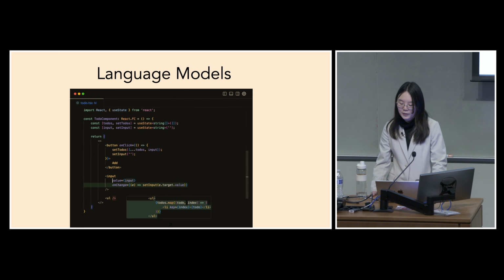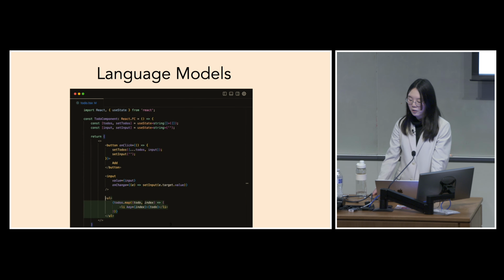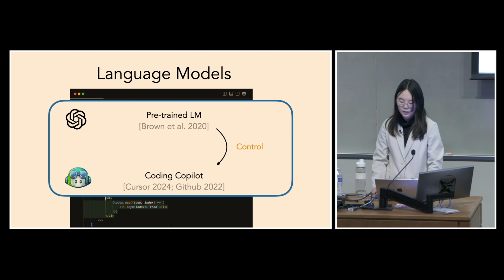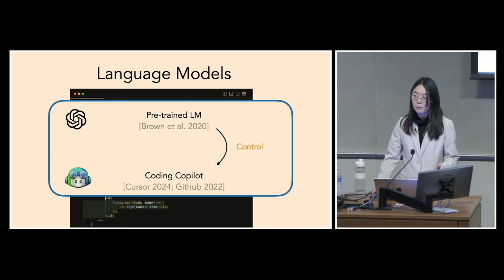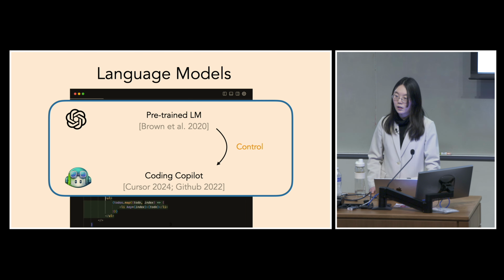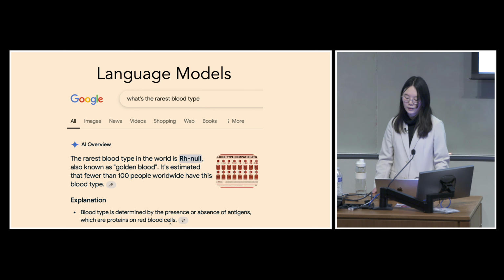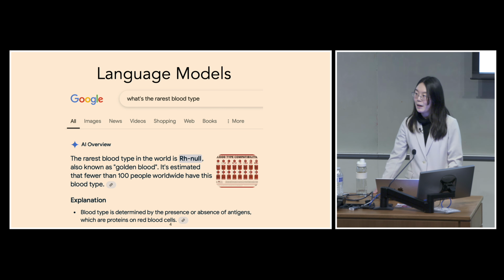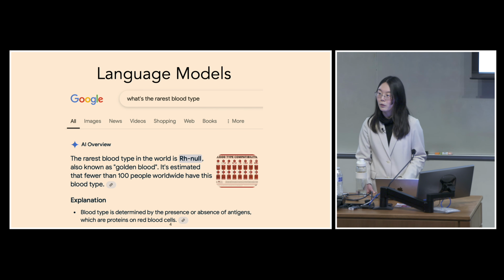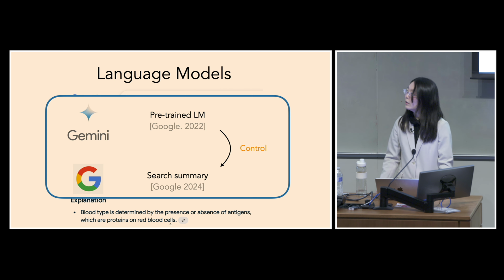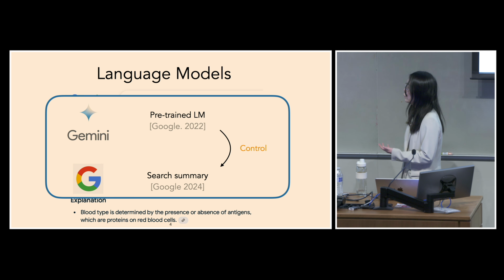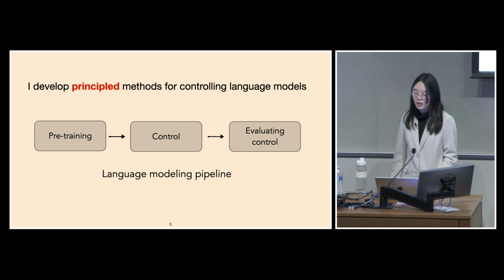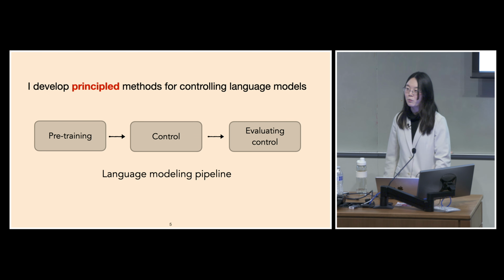So most people in computer science have used or heard of Coding Copilot. It can boost productivity by auto-completing your code. Coding Copilot arises from controlling the pre-trained language models to the coding domains. Similarly, when you use Google Search, you will see an AI overview at the top of the web page, summarizing the answers to your queries. This tool also arises from controlling language models to do search summaries. So control is really at the heart of transforming language models into useful products.